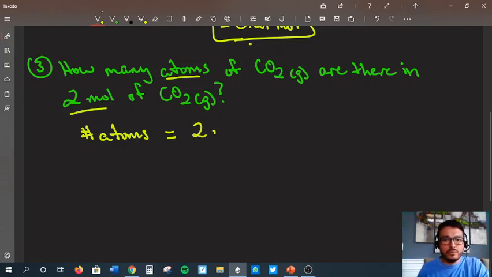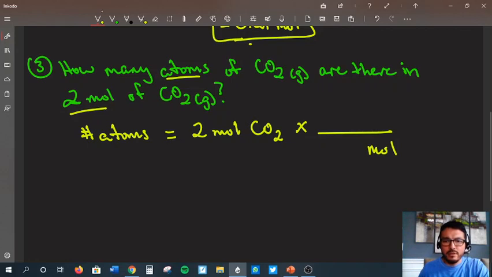2 moles of CO2. We're going to multiply that by a conversion factor. Don't know what that conversion factor is yet, but let's figure out the units. That'll give us a clue. We want to get rid of moles, so that goes at the bottom. The unit we want to keep is atoms, number of atoms, so that's going to go at the top.